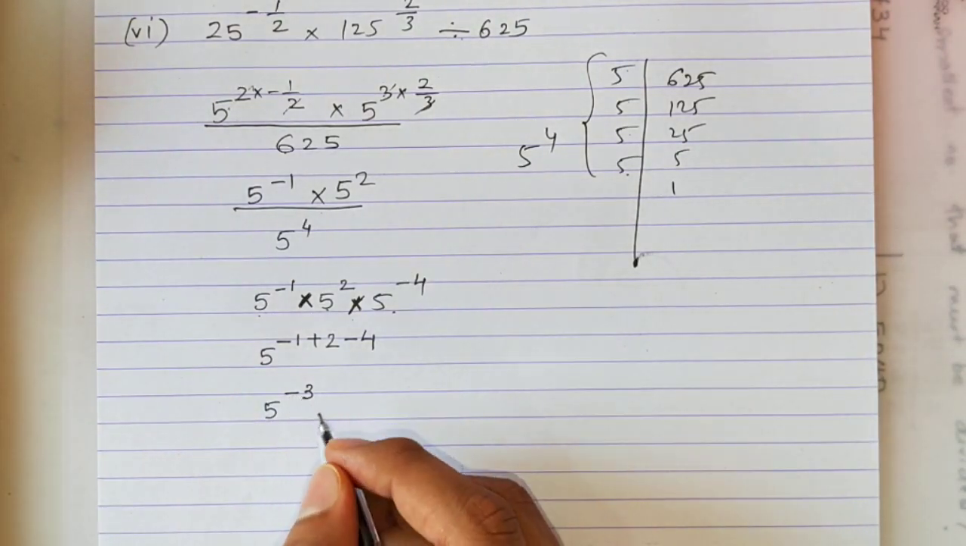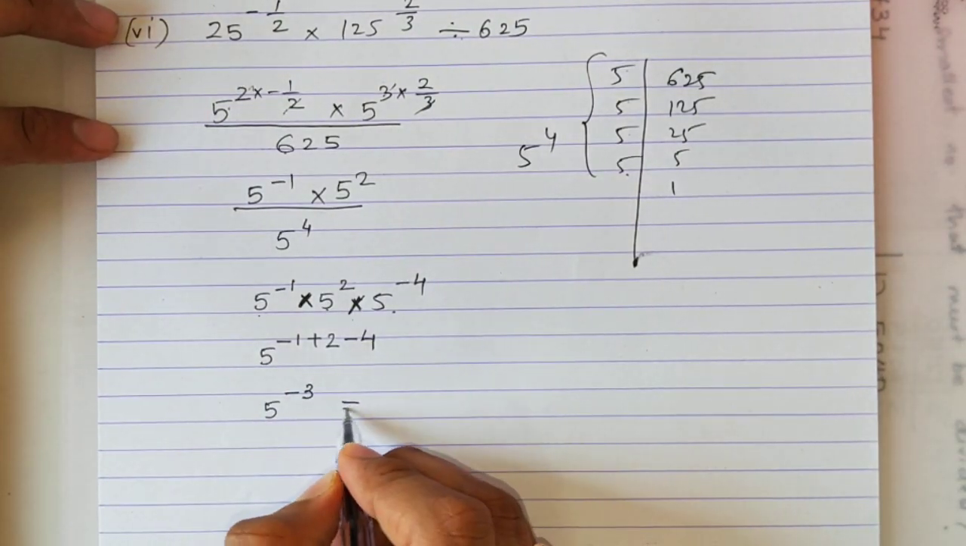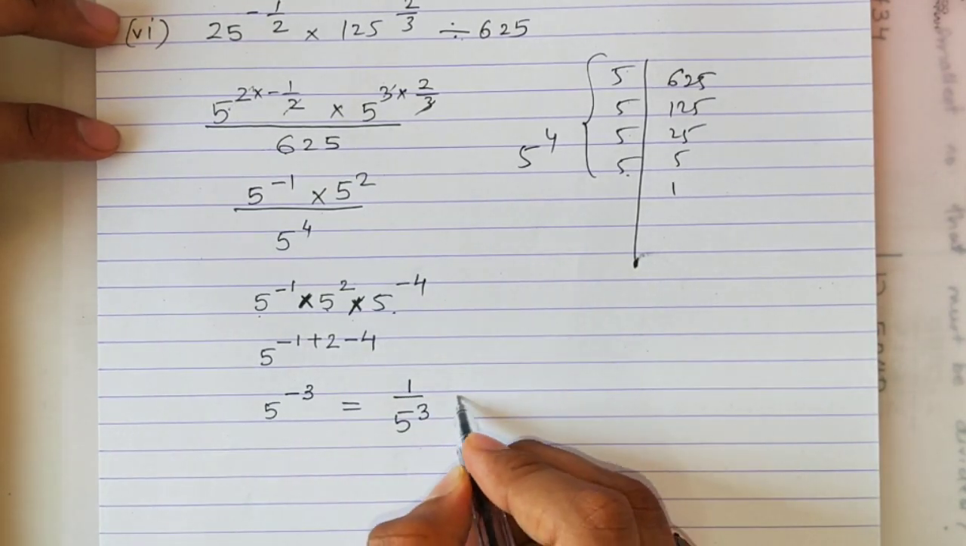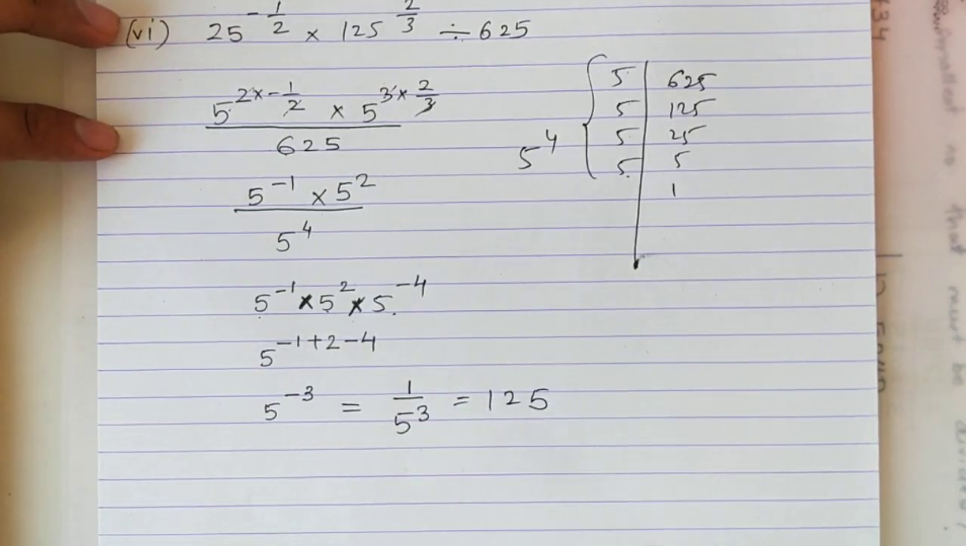And 5 raised to minus 3. So this is nothing but 1 upon 5 raised to 3, which is 125. Okay, two important steps here.